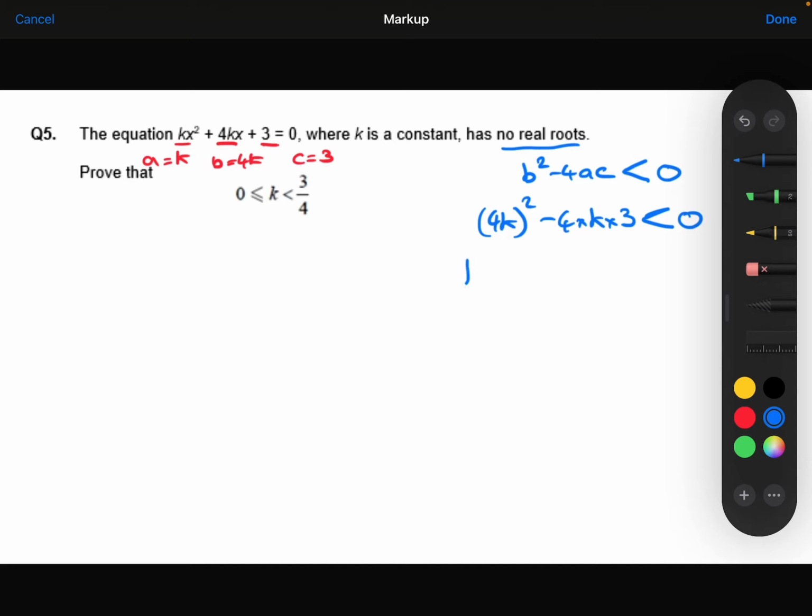4k squared, 4k times 4k is 16k squared. And then we've got the 4 times k times 3, which is 12k. I'm going to divide through by 4 just to make these numbers a bit smaller.